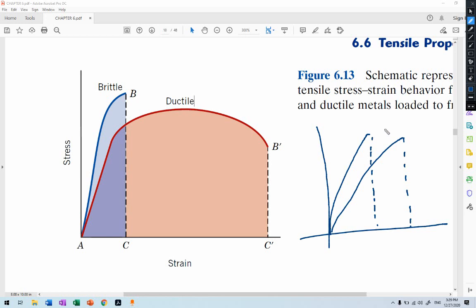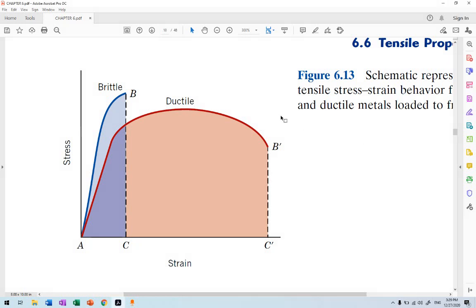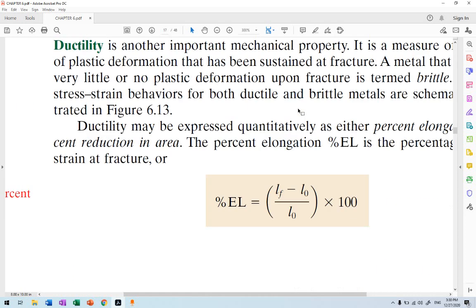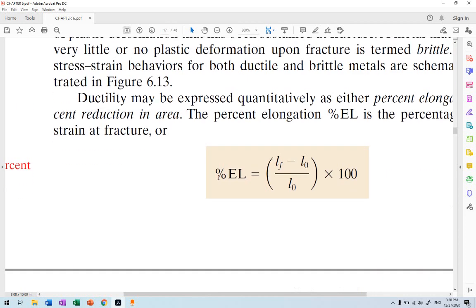How do we calculate this? How do we calculate the ductility? It's the percentage of elongation. Percentage elongation uses the final length. Now this final length is the length at the failure.